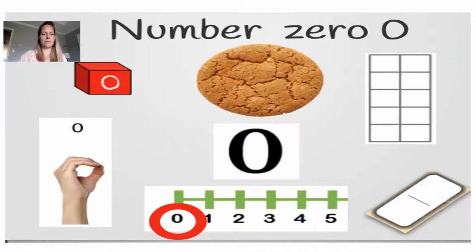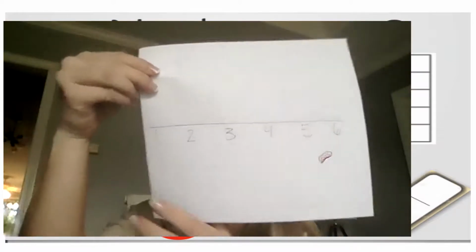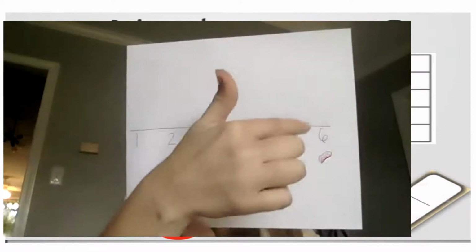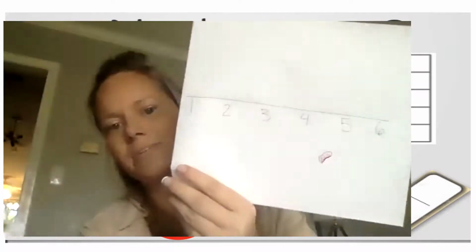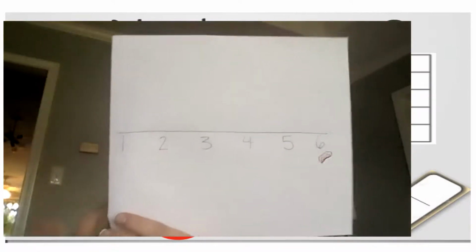I'm gonna make my screen bigger for a moment. This is a number line, and if you see, it starts with the number 1, and it goes on to count 2, 3, 4, 5, 6, and it would keep going. I just don't have enough room on the paper. 7, 8, 9, 10, all the way to 100, and even past that.